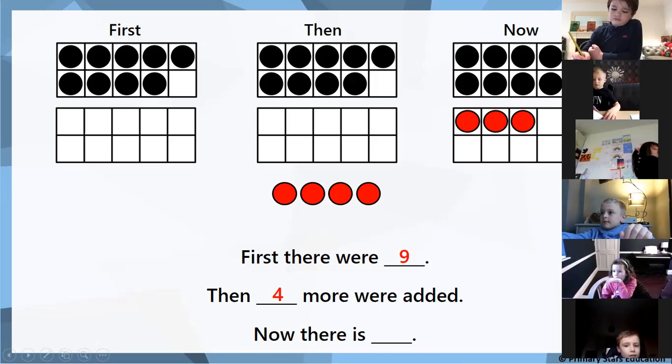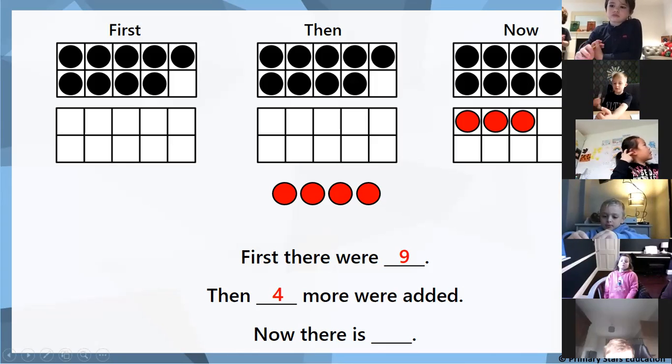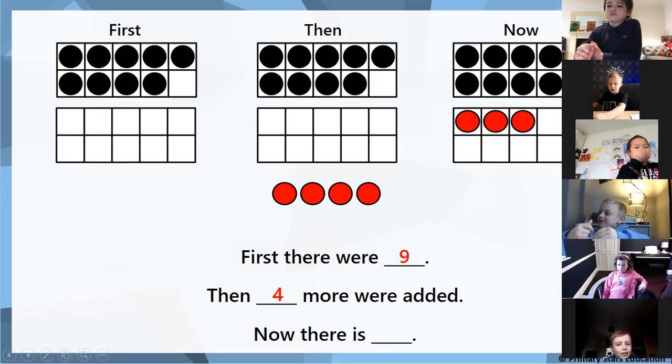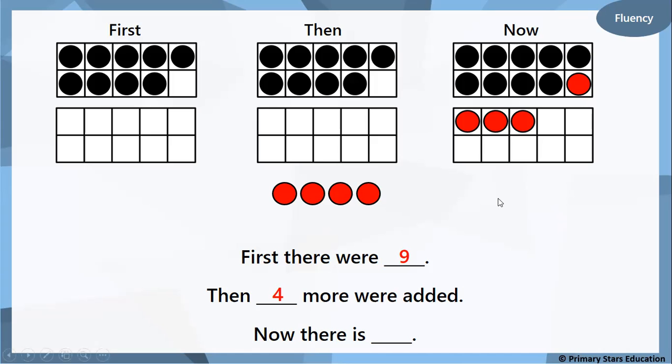Charlie, do you know the answer? You do? I'm trying to ask you to unmute, see if you can tell me. 13. How many, Charlie? 13. 13. Is Charlie right? Do we agree with Charlie? Yes. Good work, Charlie. Well done. Fantastic. Okay. Don't forget your equals.